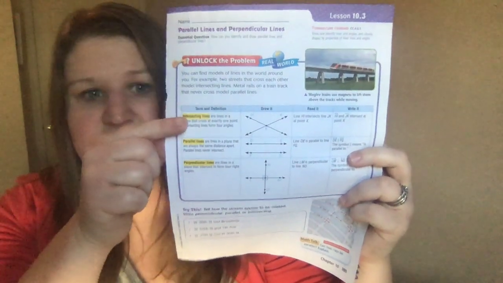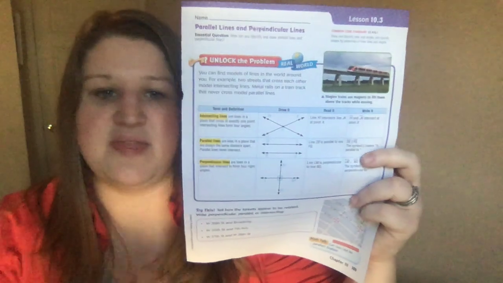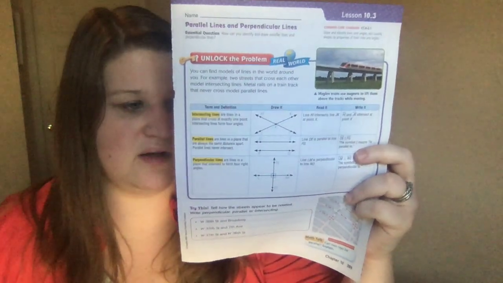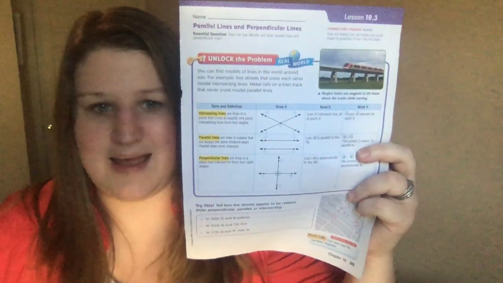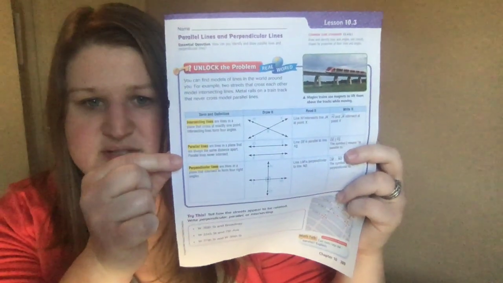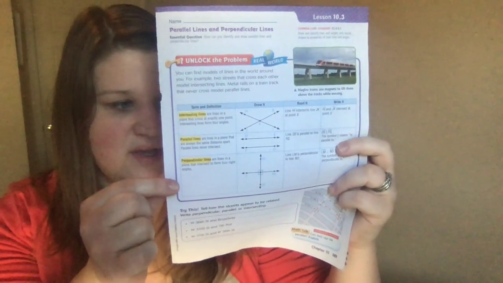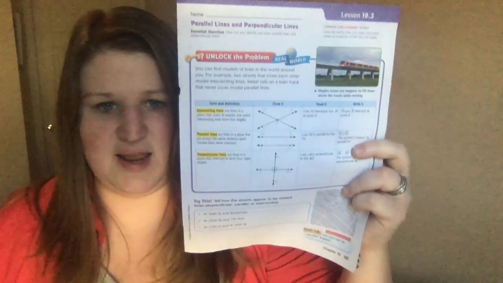So intersecting lines, they also cross, but they don't have to cross to make right angles. They can cross in any way at one point. Then parallel lines never cross. Perpendicular lines intersect or cross, but they have to form right angles.